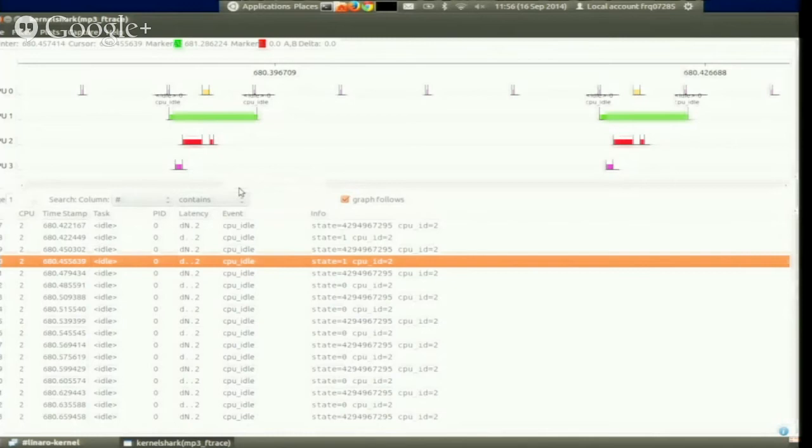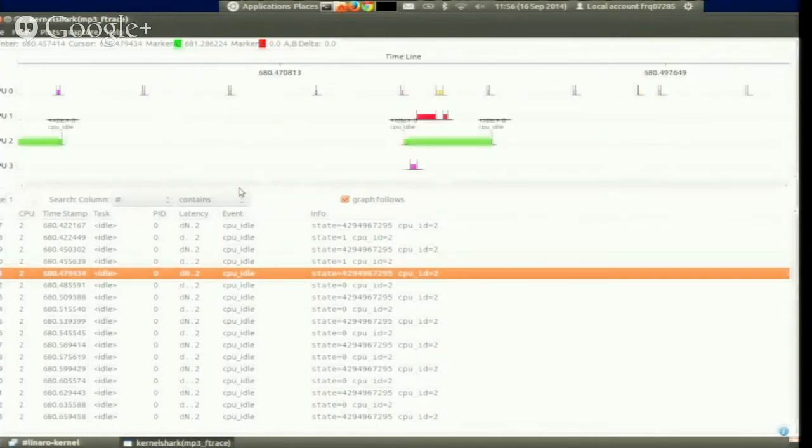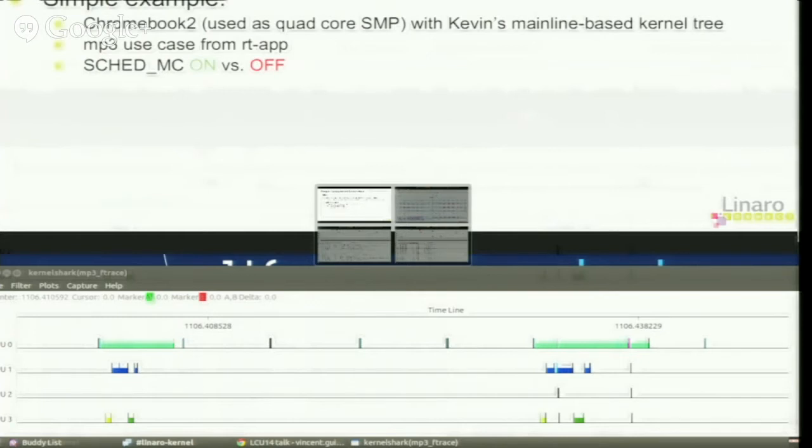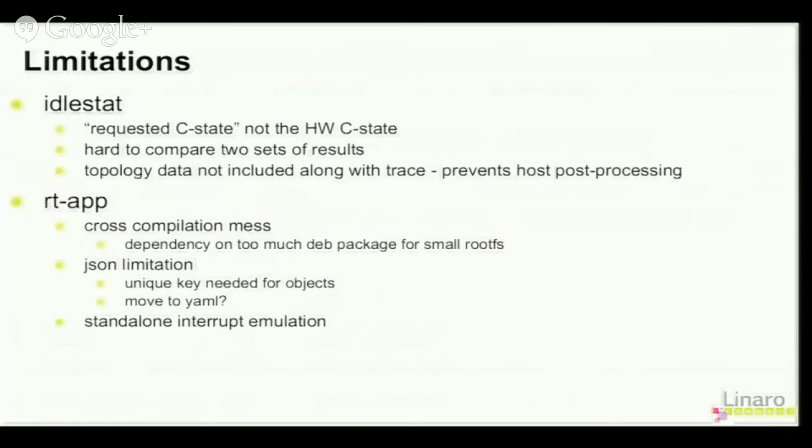Yeah, we can go to the next. This is WhatsApp.